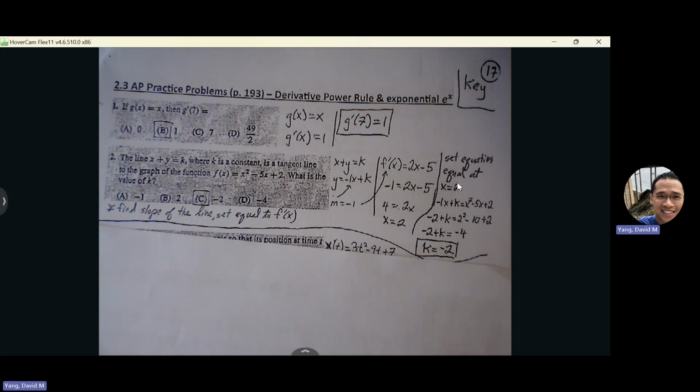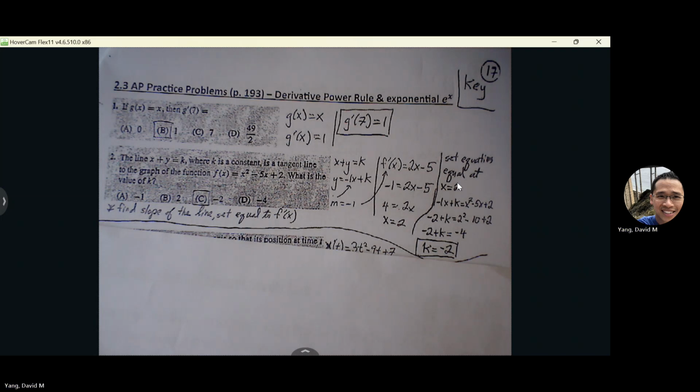For number two, the strategy is to find the slopes, or derivatives, for both graphs and then set them equal to each other. So x plus y equals k. We know the slope is just going to be y equals negative 1x plus k, so the slope is negative 1. The derivative function, f prime. And then we can solve for x first and then use that to solve for k.